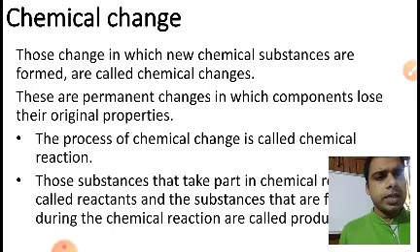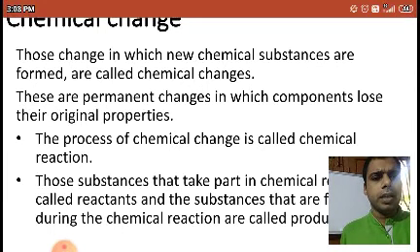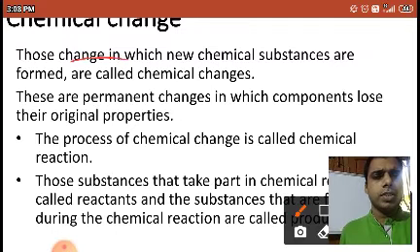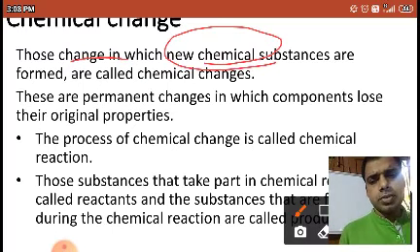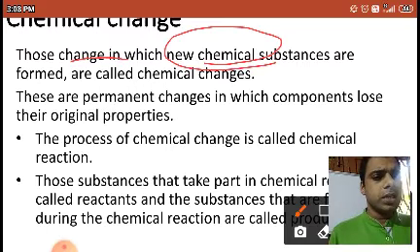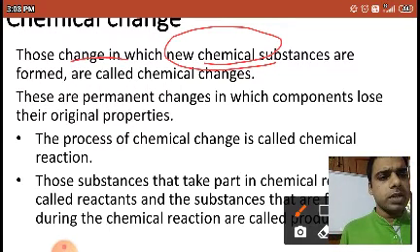Now you can see the definition is given: chemical changes are the changes in which a new chemical substance forms. Everywhere you see chemical changes taking place, some new substance would definitely form. If I take food, after digestion it will break down into different components, into nutrients. And that nutrient is a new substance. So we can say digestion is one example of chemical changes.